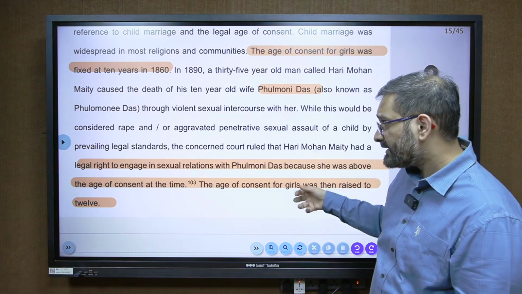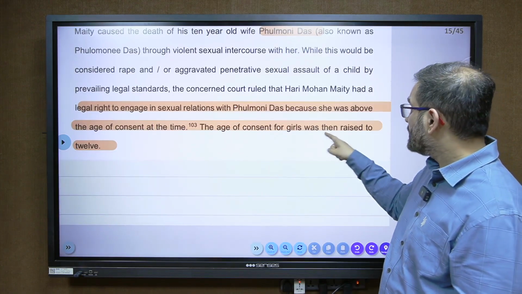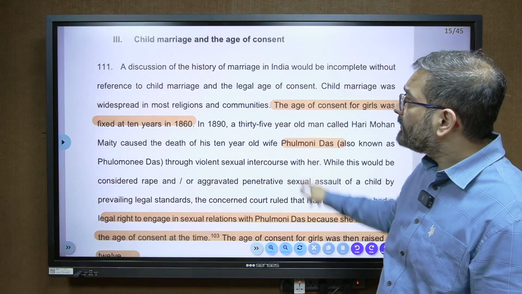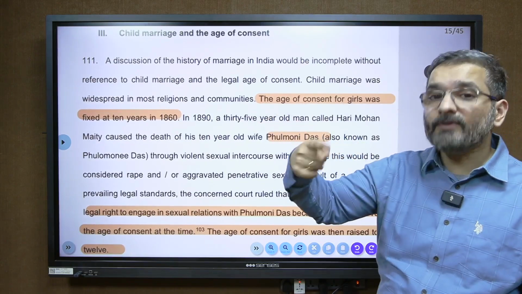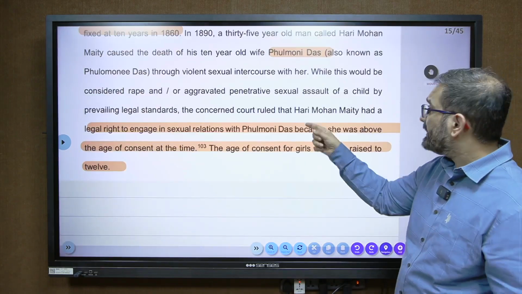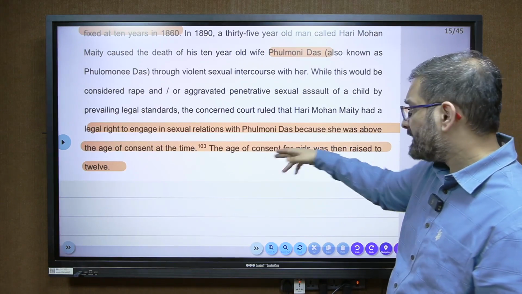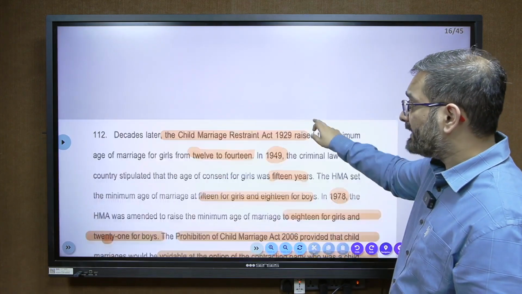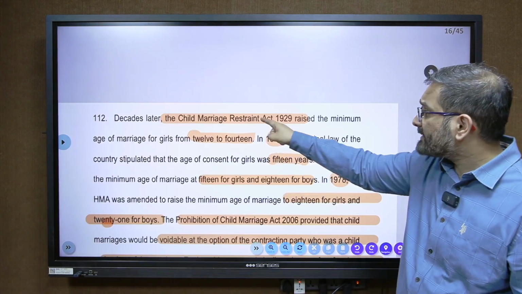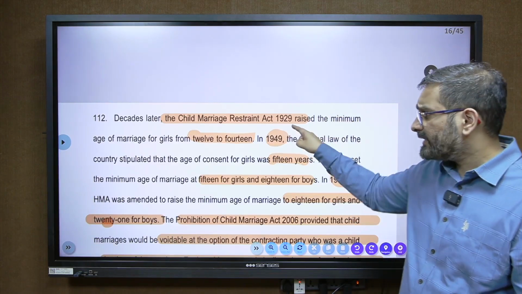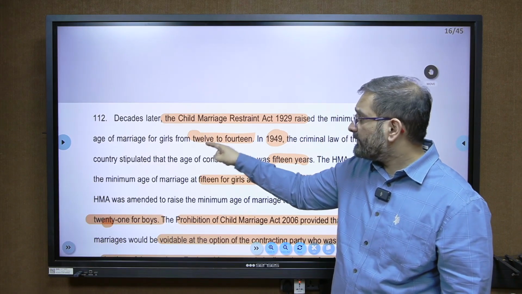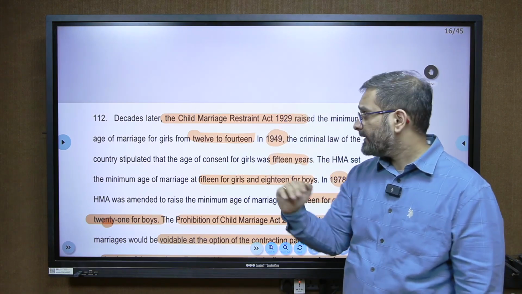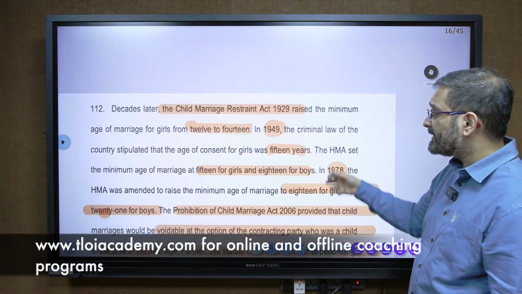And then after this incident, the age of consent for girls was now raised to 12. Relevant MCQ. So 1860, what was the age of consent for girls for marriage? It is 10 years. Then in 1890, as in later, the age of consent for girls was raised to 12. And then decades later, in the Child Marriage Restraint Act 1929, ये statute याद रखिएगा, the age of marriage for girls went from 12 to 14. So we started from 10, then we went to 12, then we went to 14, and later on now we'll come into 18.